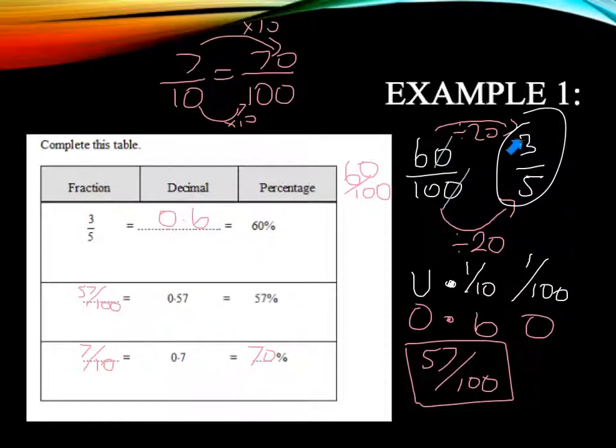What can I do to get from a 3? Well, times by 20 again, because whatever I did at the bottom I do at the top, to get 60. So all these are now equivalent to each other. They've all got something in common, and that's that we could write every single one of these in terms of hundredths. The fraction we can, the decimal we can think of our number line, and the percentage is already out of 100. Okay, let's move on, see if we can do some more of these.